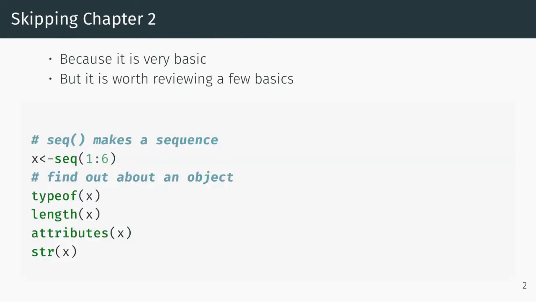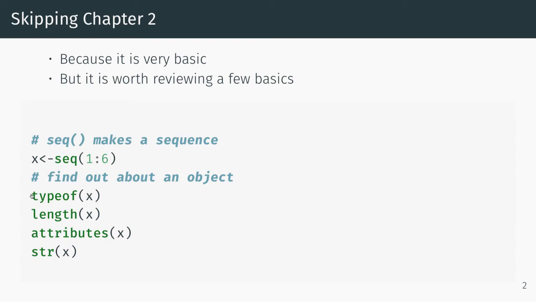And we're going to skip Chapter 2 of the textbook because it's very basic, but it is worth reviewing a few of those basics. So the first one I want to make sure you know is the seq function makes a sequence. So this is going to result in x being a vector of 1 through 6.